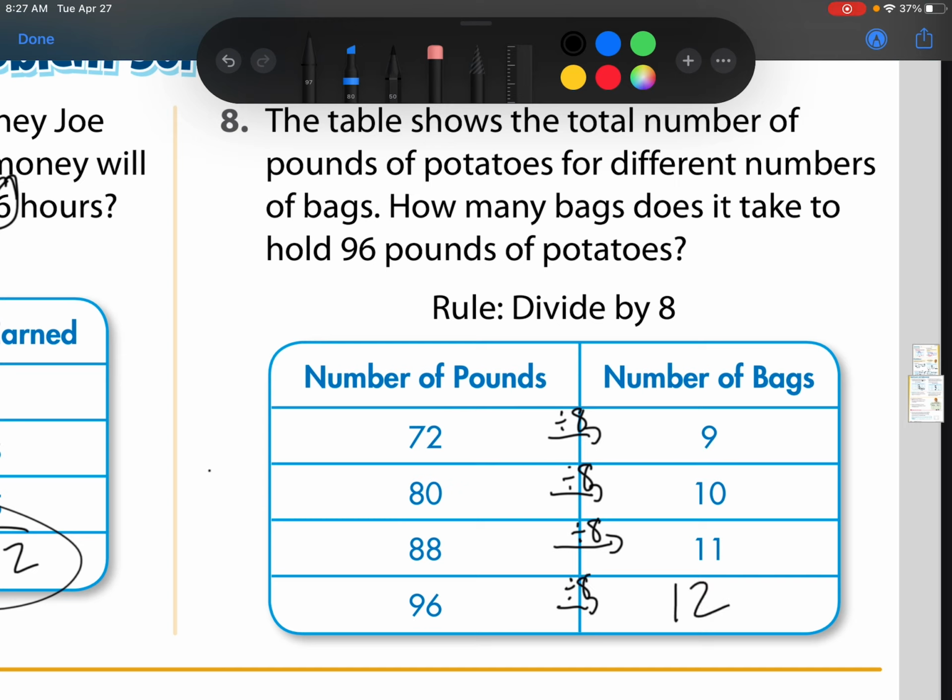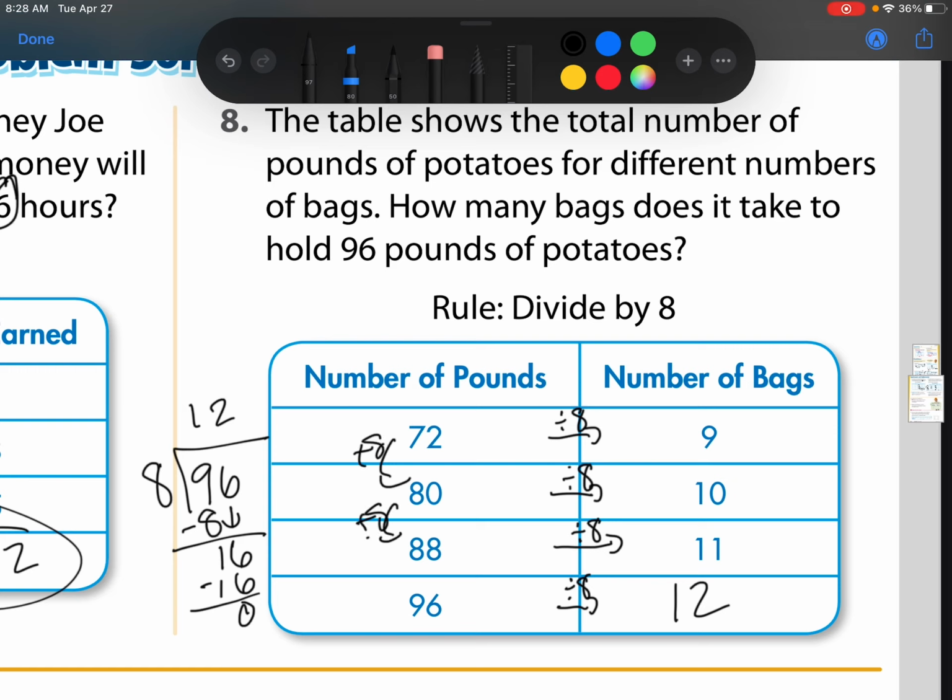Now notice, I didn't actually have to do this divided by 8 and figure out that it's going to be 12. And why is that? Well, it's kind of the whole purpose of these patterns. If we notice there's a pattern in here, it's going to save us some time by doing the math, because we notice our pattern is always the same. We're increasing by 8 each time, and over here we're increasing by 1 each time. So we can also notice that is our pattern.